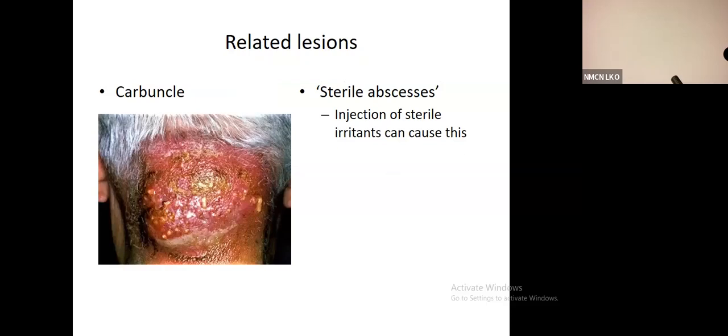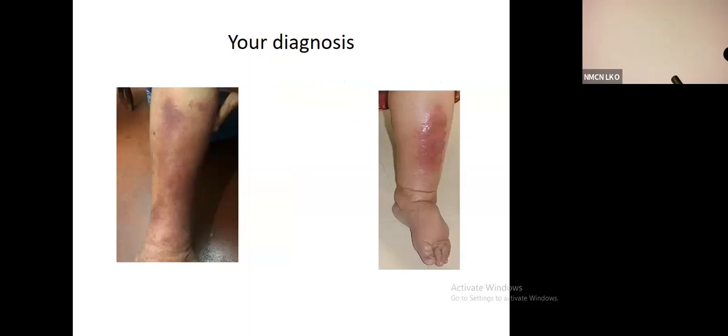Now, sterile abscesses, remember, can occur at the site of injection of a sterile irritant. So it's good to take a history with the family. Given that this is obviously the site of injection, nobody would have given any history here. But at other sites, you should ask. What is this?